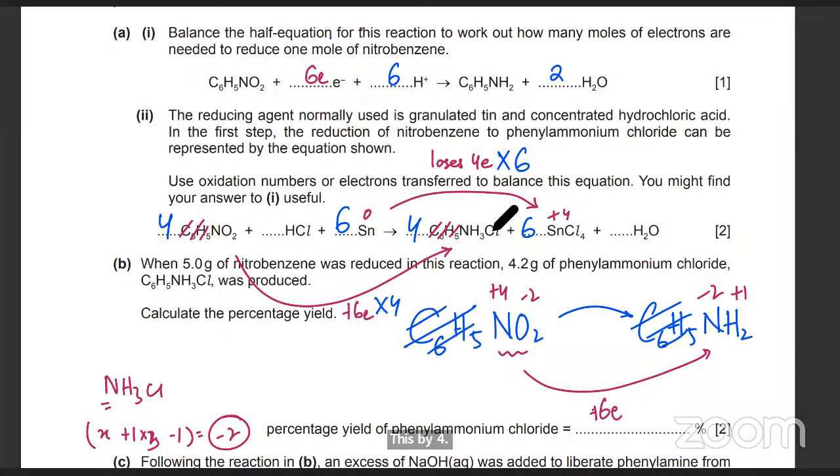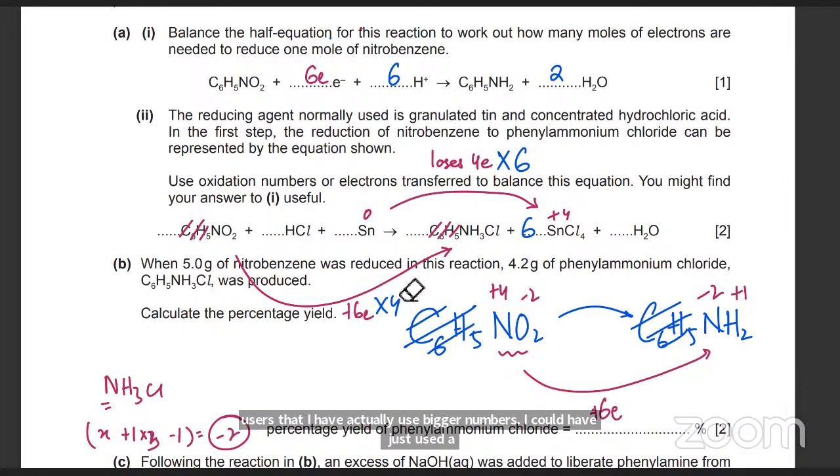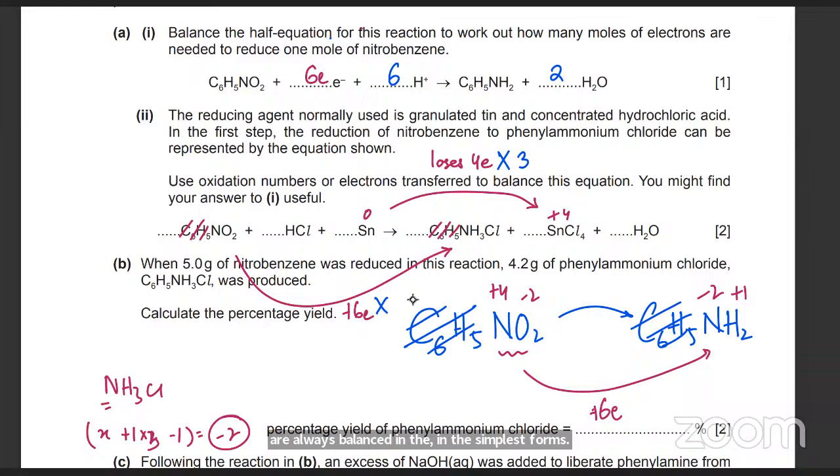So that will leave me with how many Cls? That will leave me with, I say CO2 भी हो सकता था. I've actually used bigger numbers. I could have just used, बल्कि CO2 use करना चाहिए था. Equations are always balanced in the simplest form. So multiply by 3, that's 12 electrons. Multiply by 2, that's 12 electrons. So 3 Sns. So Cls कितने हो गए? That's 4 3s are 12. So I need 12 HCls.